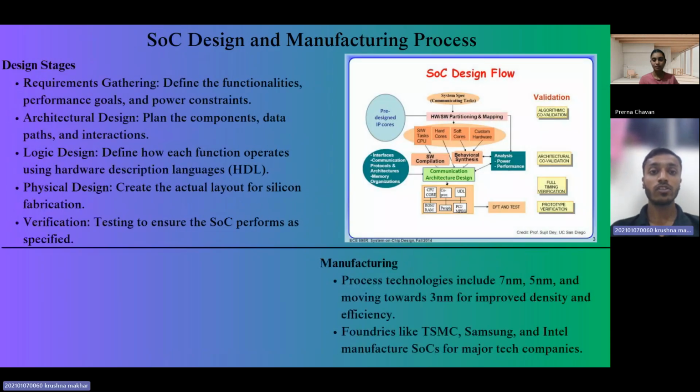Next slide is of SoC design and manufacturing process. First is requirement gathering. This stage defines the functionalities, performance goals, and power constraints of the SoC. Architecture design. Here the components, data paths, and interactions are planned to establish the SoC structure.